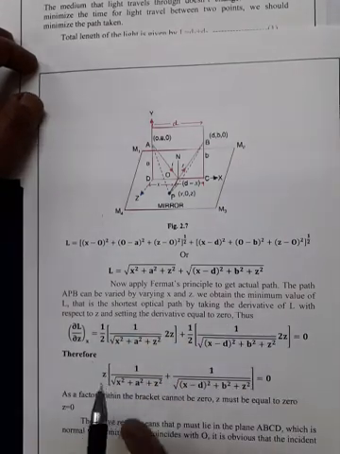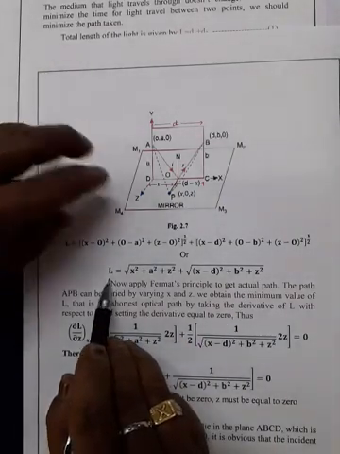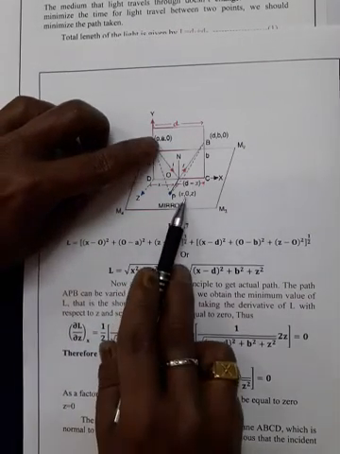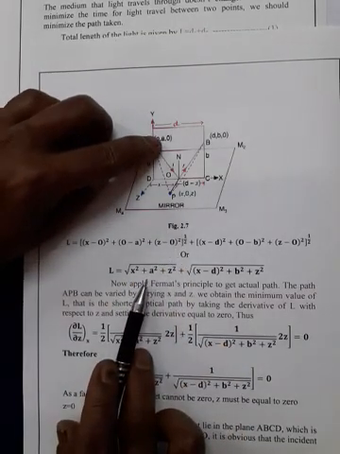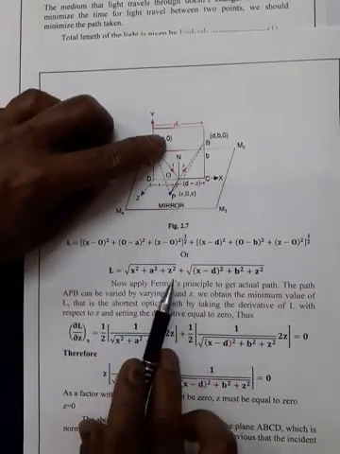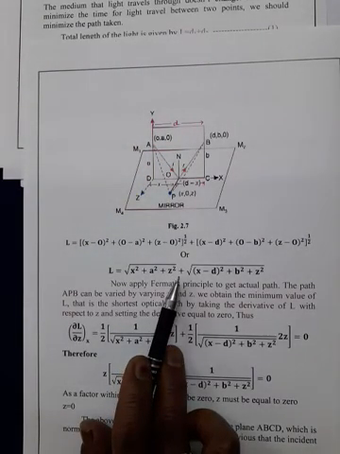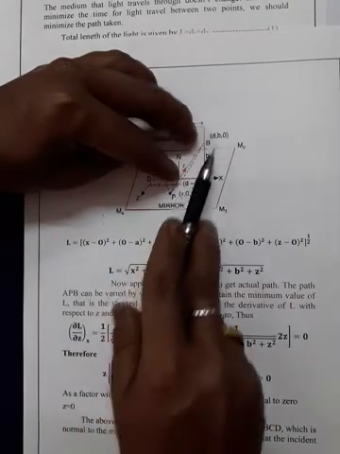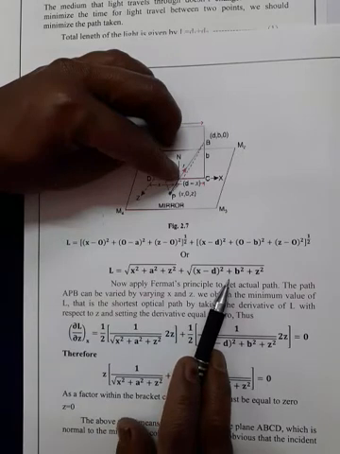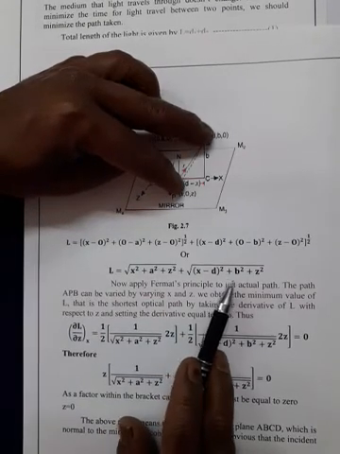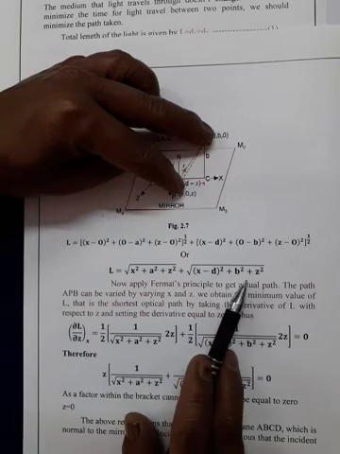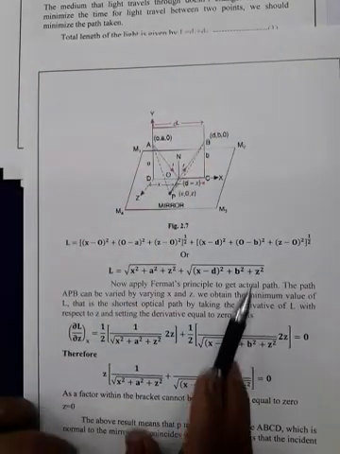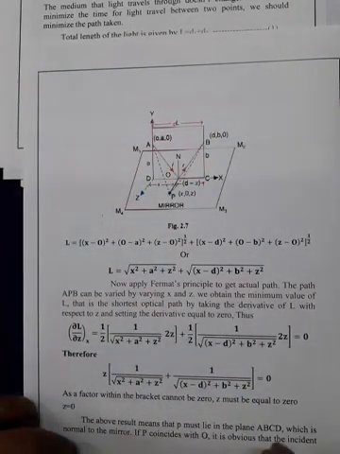Or I can directly write L as: x minus 0 is x square, 0 minus a square is a square, z minus 0 is z square, plus under root of, for the second coordinates, (x minus d) square plus (0 minus b) square, that is b square, plus (z minus 0) square, which is nothing but z square. Now apply Fermat's principle to get the actual path.